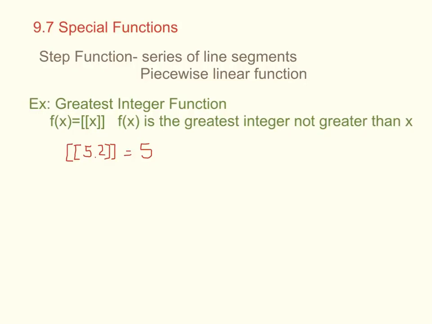Or if I have, let's do the greatest integer function of 6.9. Yes, 6.9 is closest to 7. However, it can't be bigger than 6.9. So this is also going to be 6. It just can't be bigger than that number. The only time you really have to be careful with these is if you're dealing with a negative number, because then it's kind of backwards. So just be mindful of that.